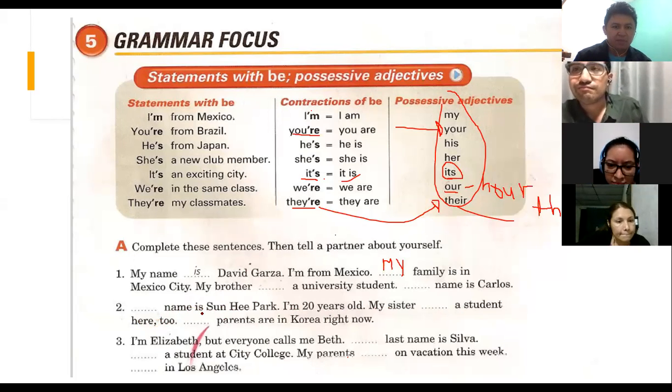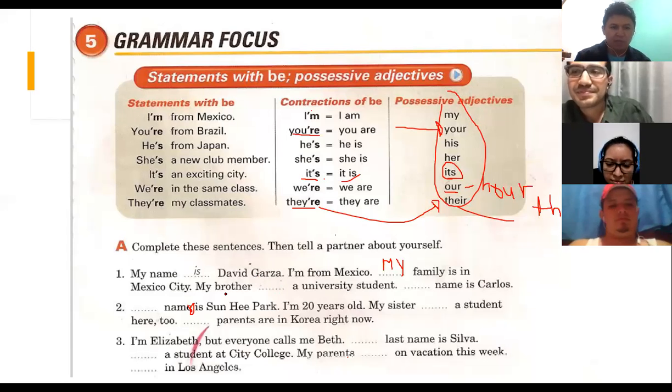My name is. Okay, so we've got to try to link these two sounds. Imagínense que la E no existe y aquí solo decimos name is. Like Eminem, right? My name is. Just like that, right? My name is Carlos. My family is in. You know?